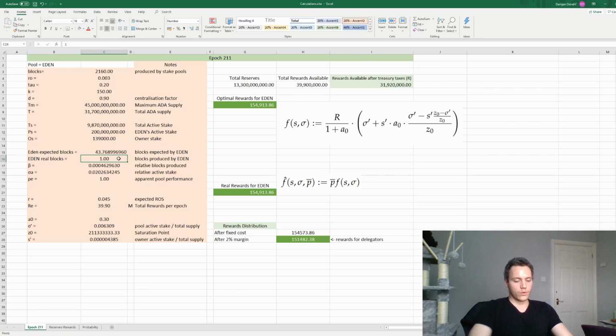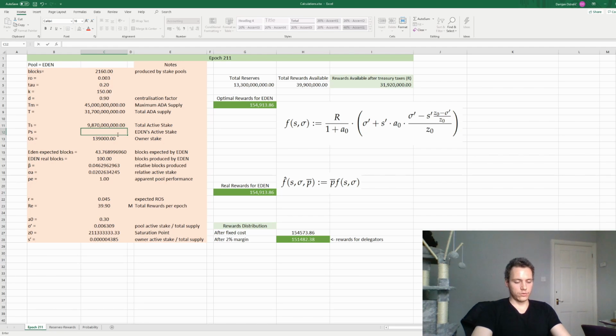154,000 ADA. What if it created 100 blocks? 154,000 ADA still. It doesn't matter. As long as you create 1 block, your performance is going to be set to 1, and you're going to get the rewards that are only relative to your active stake. So you can see how large pools can benefit from that. They don't have to perform very well, but they will get all their rewards.